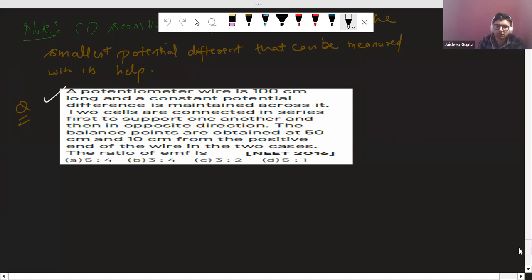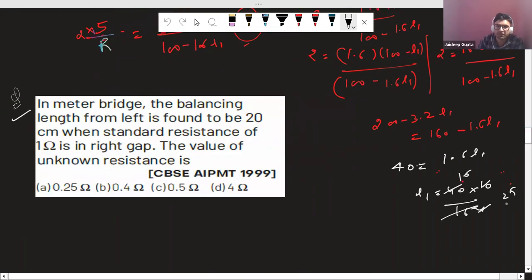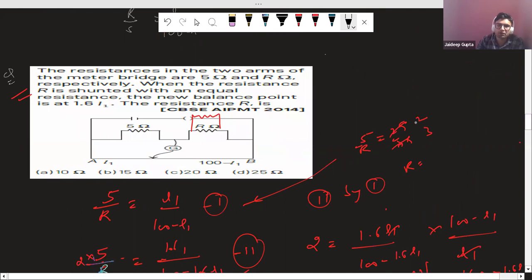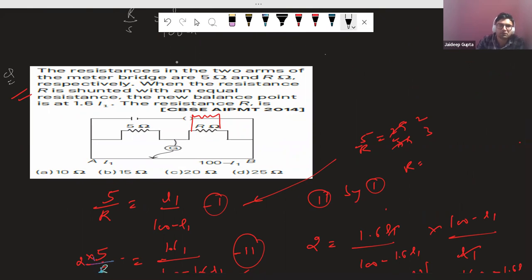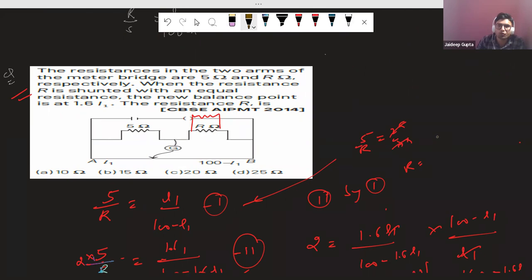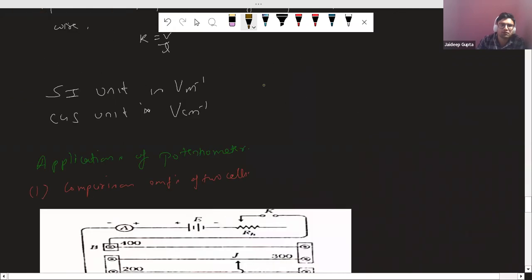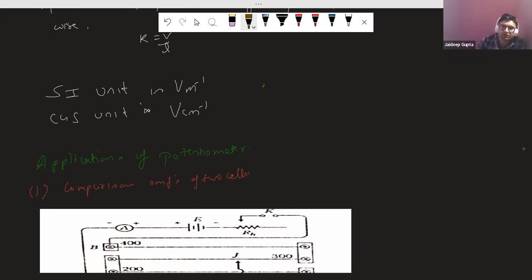Fast, everyone. Before that, just a minute. The L is correct, 25 centimeters. Now, if you substitute in this, so 100, sorry, I made a mistake in calculation. This equals 25.3. So R will come out 15. 15 is the answer. Okay, fast. Done. Write your answer in the chat box fast.